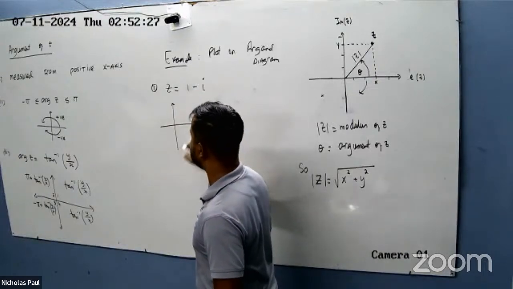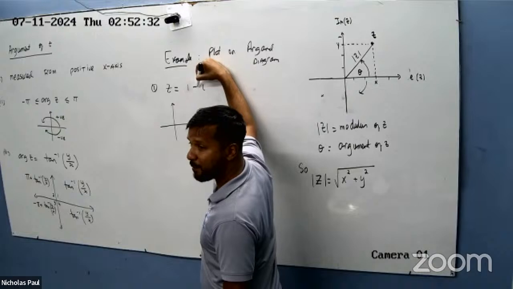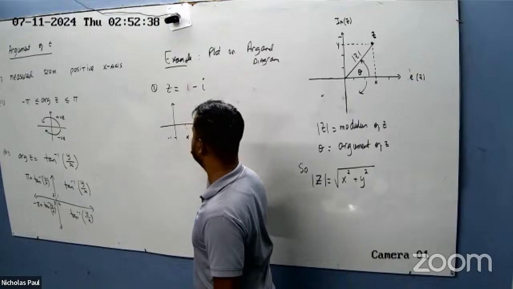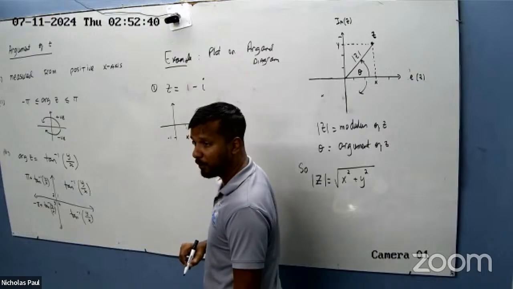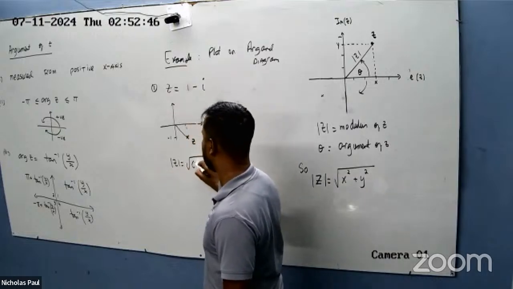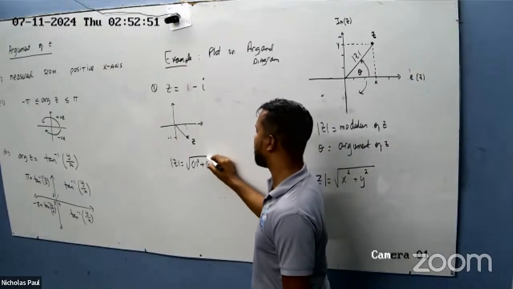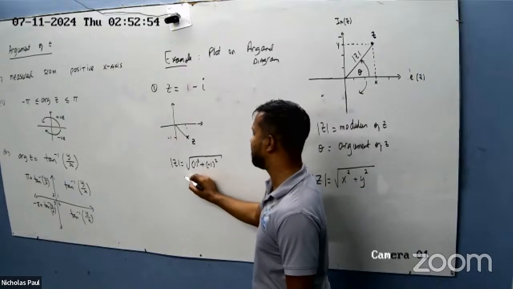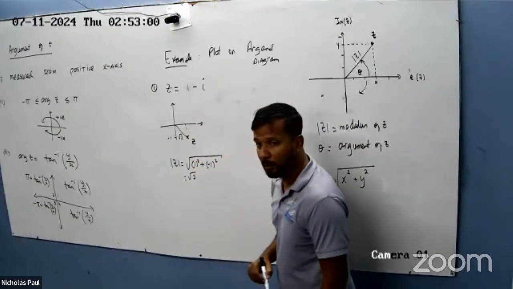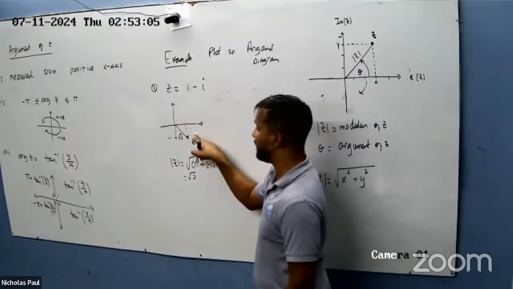First thing we do is we just plot it. So you're plotting x is 1, y is minus 1, somewhere here. That's okay? So you need the modulus. The modulus of z, real easy: square root of 1 squared plus minus 1 squared. That's 1 plus 1, that's 2. So the modulus is square root of 2. Where would the argument be? Which quadrant? Fourth. It's in the fourth quadrant.